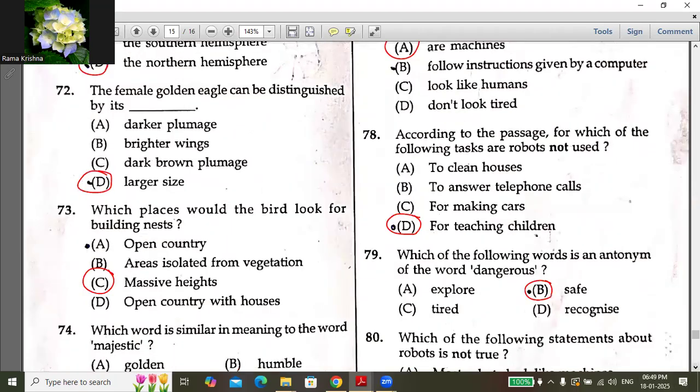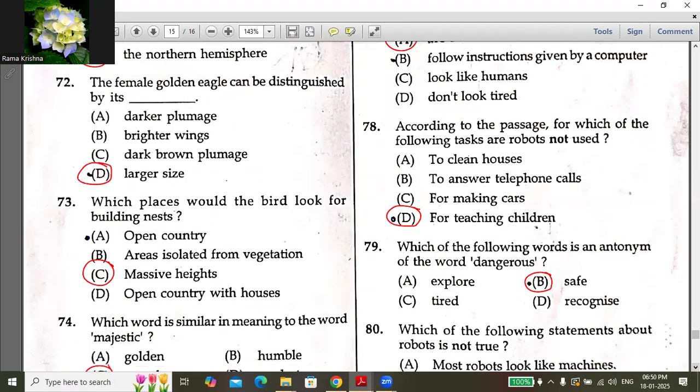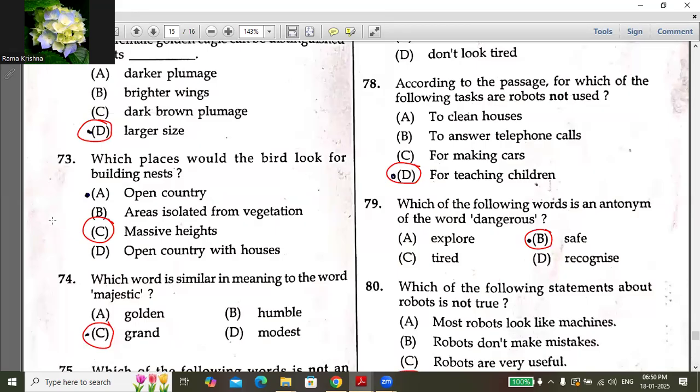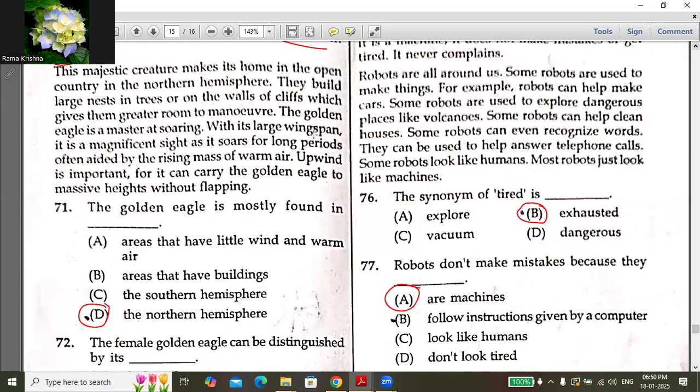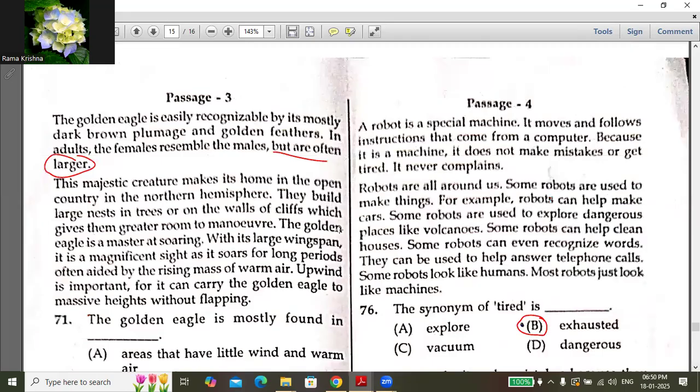Next, which places would birds look for building nests? You see, this question is very tricky. Here he told the birds will survive in open country, meaning very open areas. But where they build the nest, he clearly explained here. They build the larger nests in the trees or in the walls of the cliffs, which gives them greater room in maneuvering.